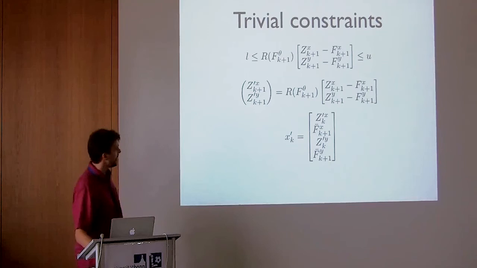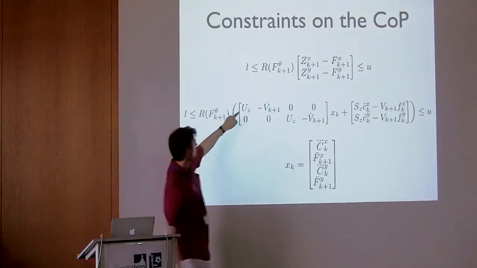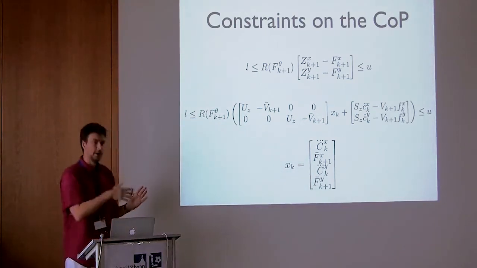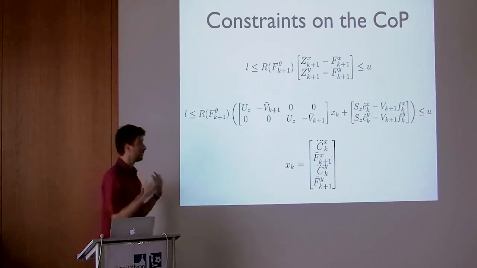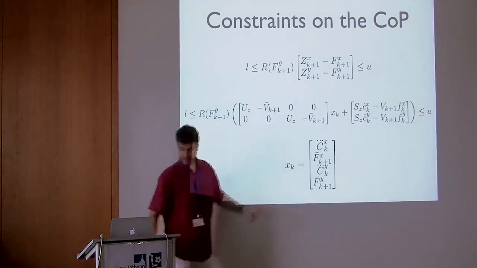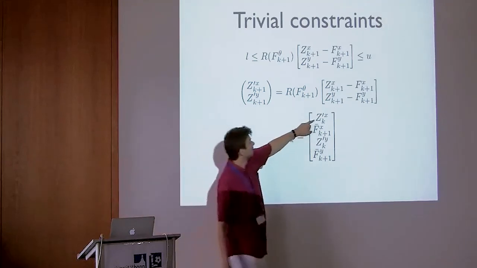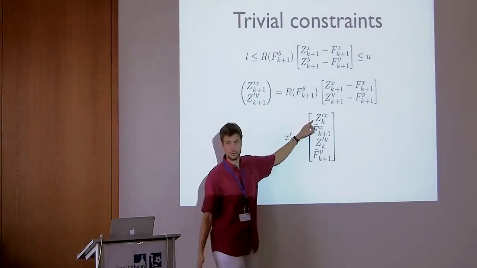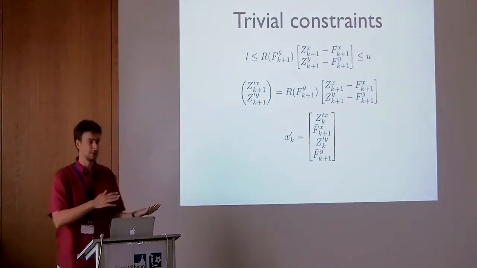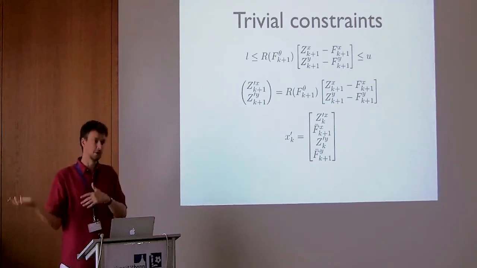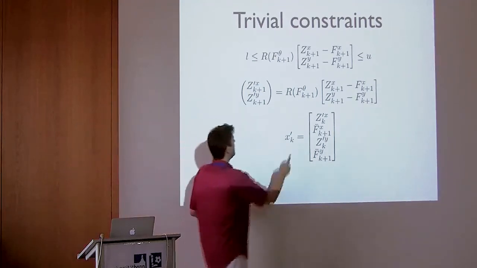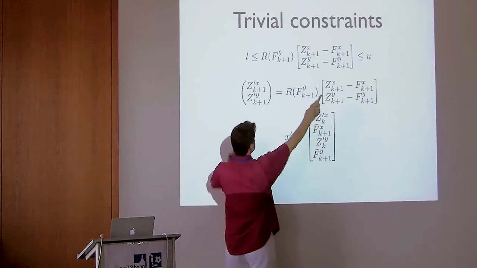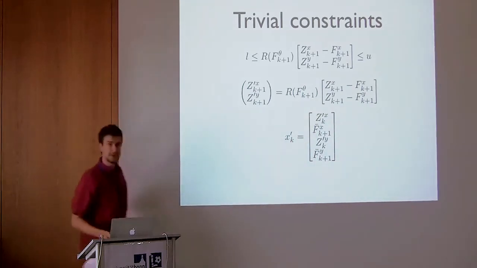And we can make this change of variable because we can see here that those matrices that we have are full rank, triangular, and invertible. So we have a one-to-one correspondence between the jerk of the center of mass and the position of the center of pressure in the local frame of the feet on the ground. By working with this variable instead of the jerk of the center of mass, the nice thing is that this constraint is made trivial. It's just that Z prime is between L and U. And we see that this makes a big difference.